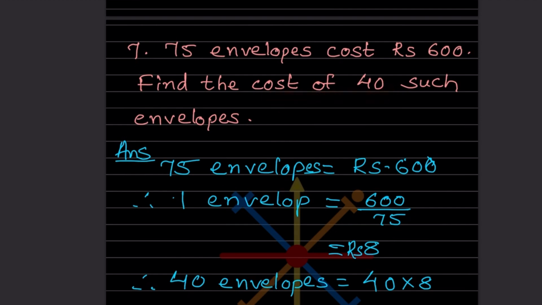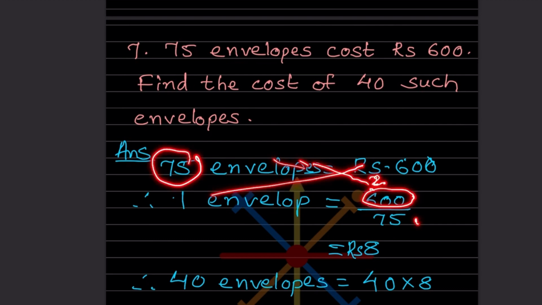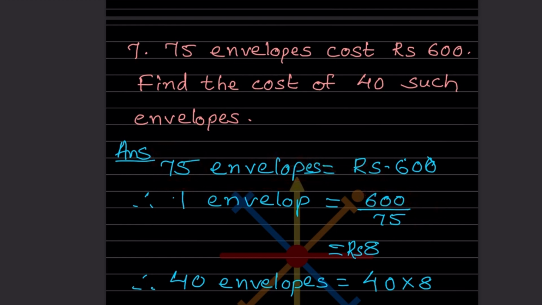What is given here is that 75 envelopes cost 600 rupees. First, let us see what the cost of one envelope will be. For one envelope, you are going to cross multiply. Here we don't have anything, so 1 into 600 is 600, in the numerator. The 75 is alone because we don't know the cost of one envelope, which we are going to find, so it goes in the denominator. When you divide this, you get 8 rupees.